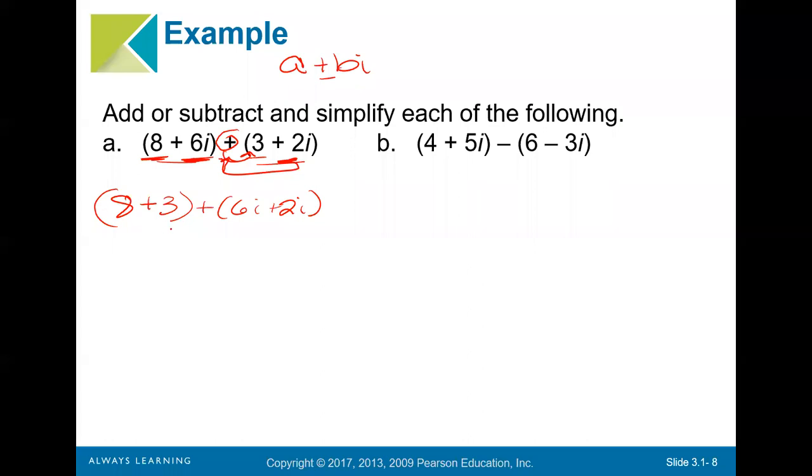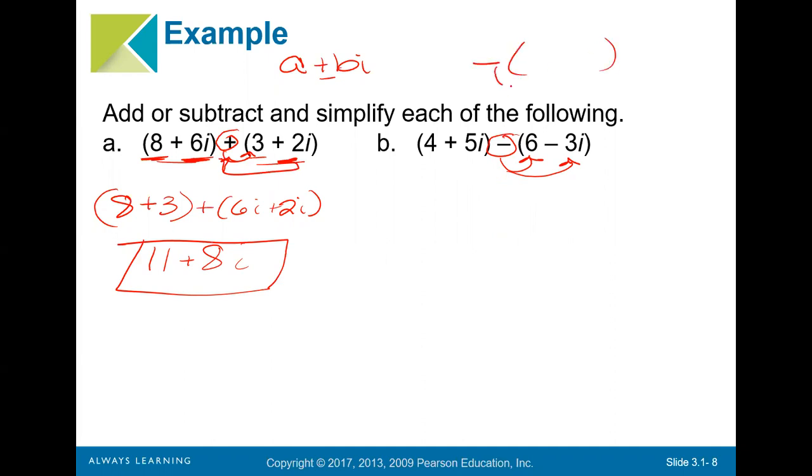Now I got 8 plus 3, which is 11, plus 6i plus 2i is 8i. And that's my answer. However, when we come over here and look, I got this negative sign separating the two binomials. So this means when I distribute the negative sign to everything in this parenthesis that follows it, remember, whatever follows the negative is where it's going to be distributed. It's going to change everything.